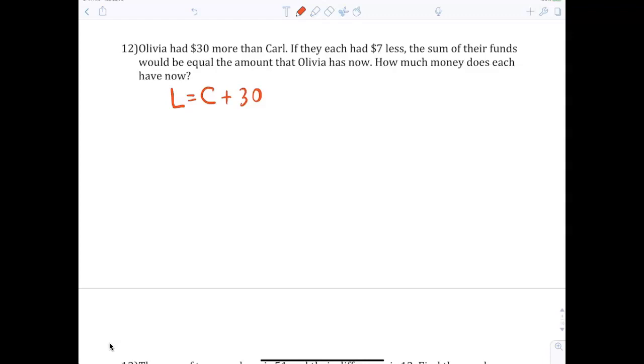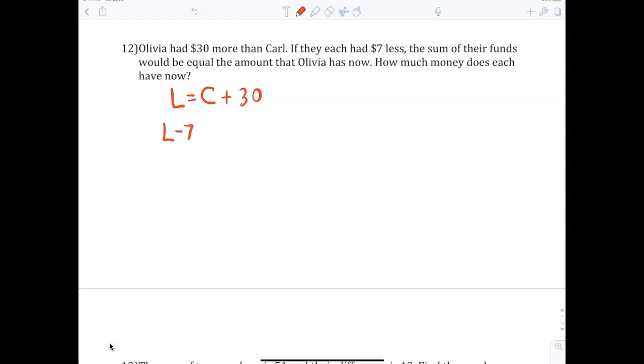All right, the second equation is going to be this. That's exactly correct. Although, is it really necessary to have the parentheses? The reason it's not necessary is because there's no multiplication involved. So it simply says if each had $7 less. So right now, Olivia has L dollars. So if she had $7 less, she would have what? She would have L minus 7.